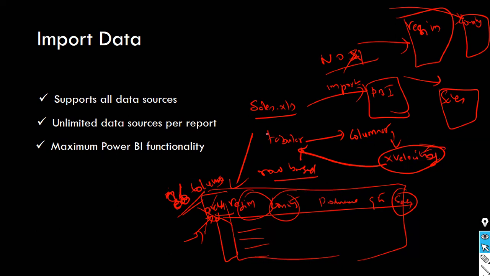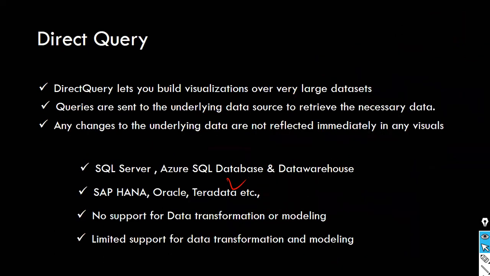The Xvelocity converts your tabular data into columnar data, because in the case of a columnar database, each column is stored separately. So when you query the data, it goes directly to the respective column and then retrieves the data. Hence, it is pretty fast. This is the first step: Xvelocity converts your table into columnar data.